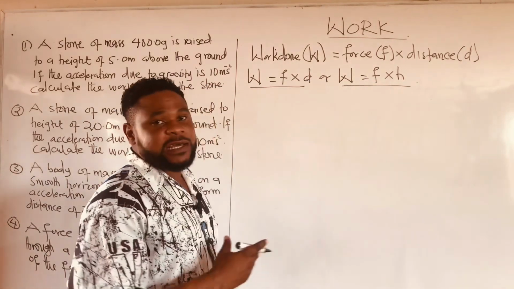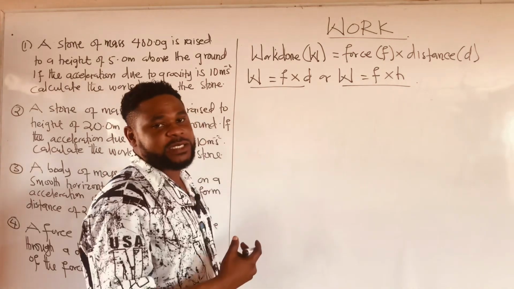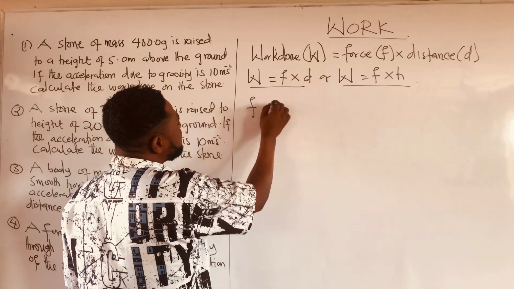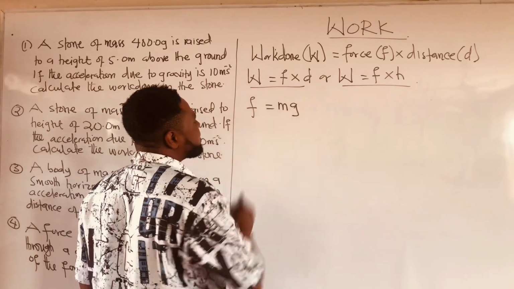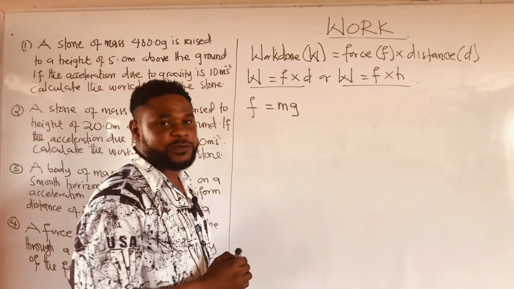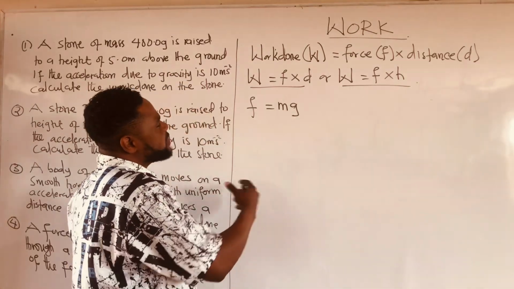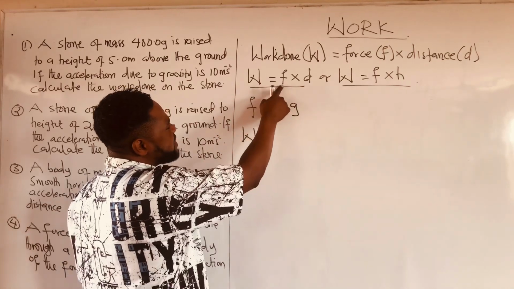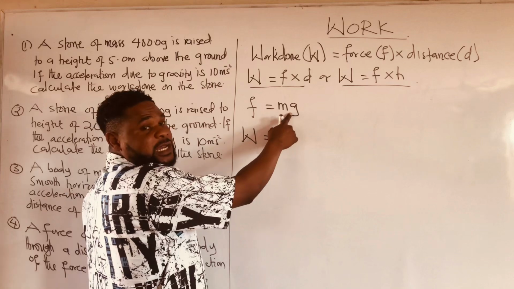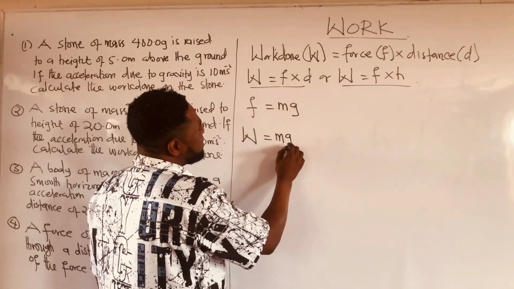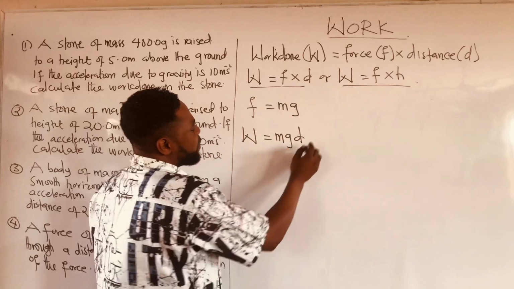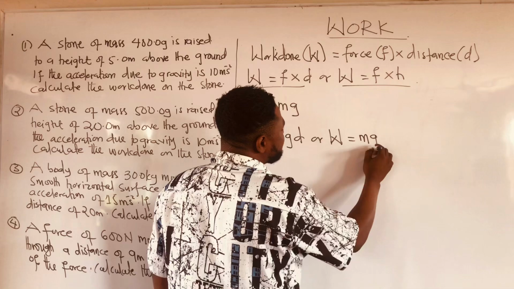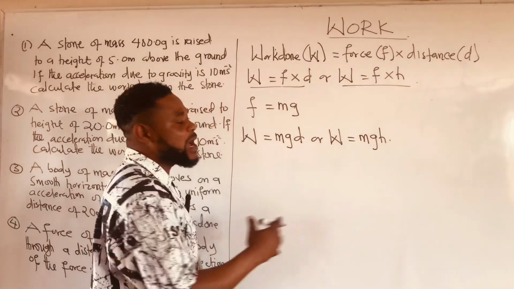Now, we have some instances where the force will not be given to us in the question and we need to calculate for it. Therefore, we can also say that force should be equal to mass times acceleration due to gravity. So we can also deduce another formula as work done should be equal to, wherever we see the F, we'll put mg in there, should be equal to mass times gravity times distance. Or we can say work done should be equal to mass times gravity times height, based on how the question will be given.